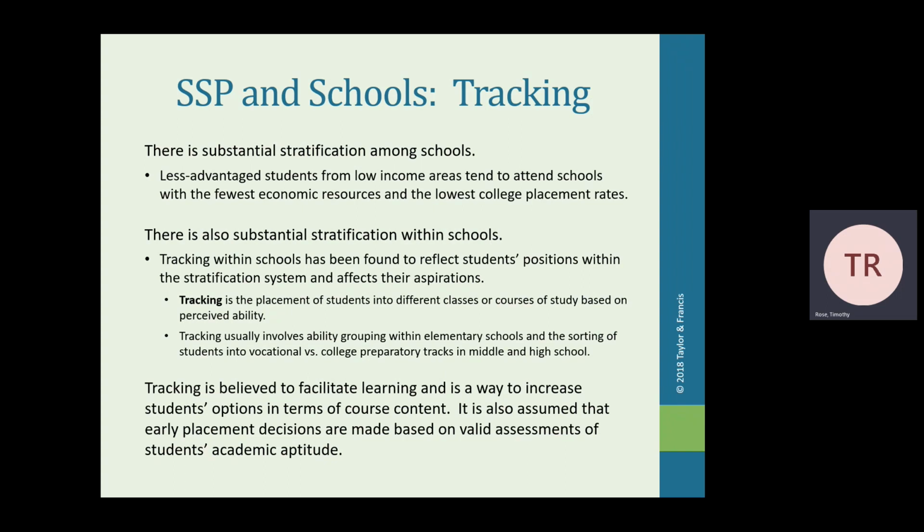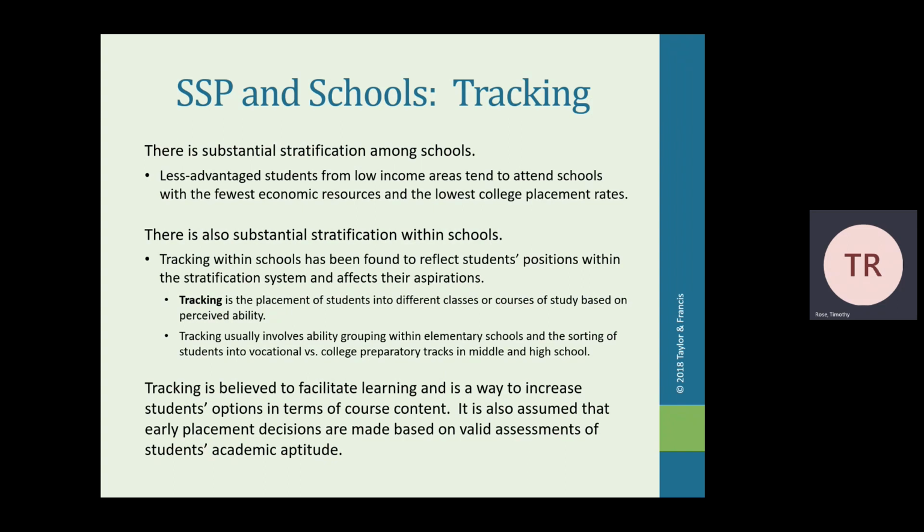Within schools, there is a substantial amount of stratification. What do we mean by that? We mean there are inequalities in schools in terms of the level of training that individuals get, and this variation in the level of training is not random, but largely follows along the lines of existing axes of stratification within the larger society. For example, less advantaged students, people who in the class system of stratification are lower on the hierarchy, from low income areas tend to attend schools with the fewest economic resources and the lowest college placement rates.